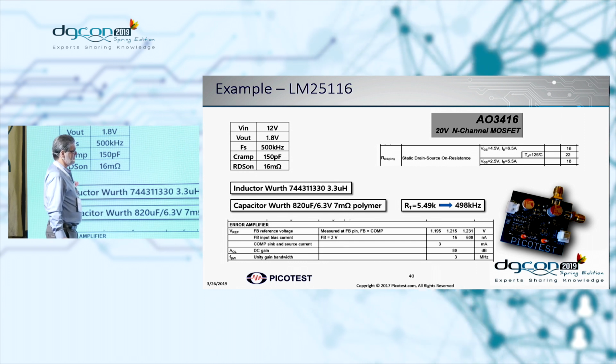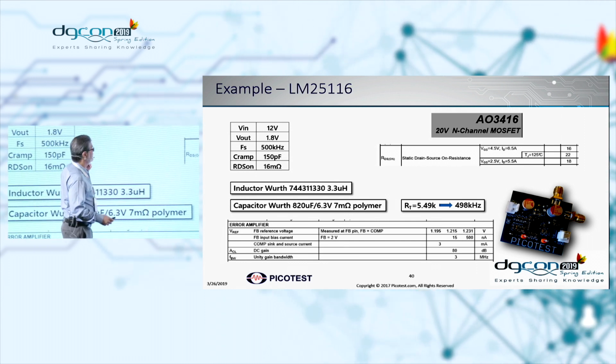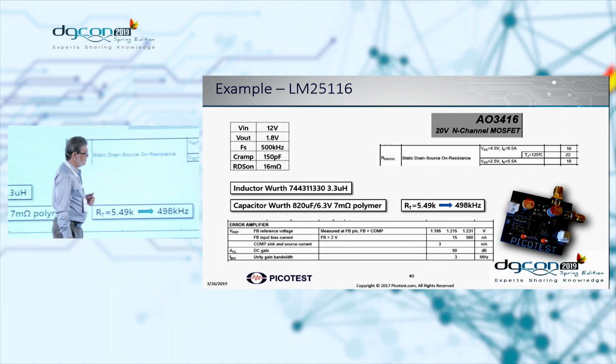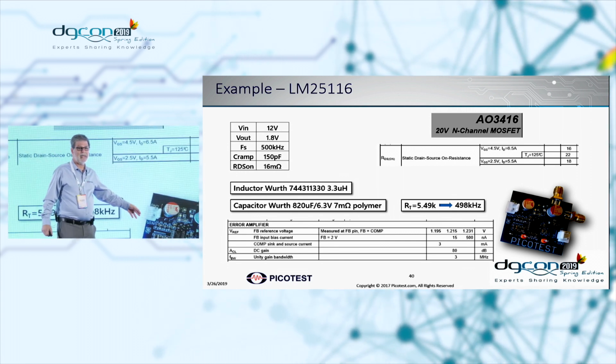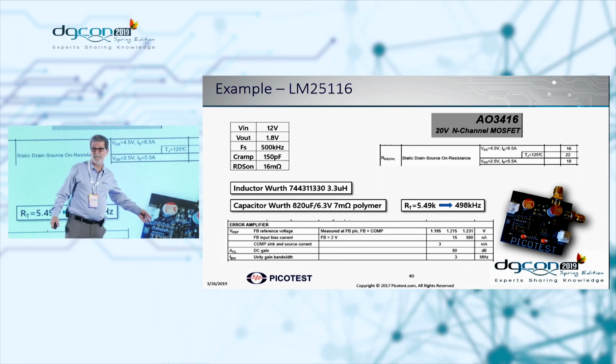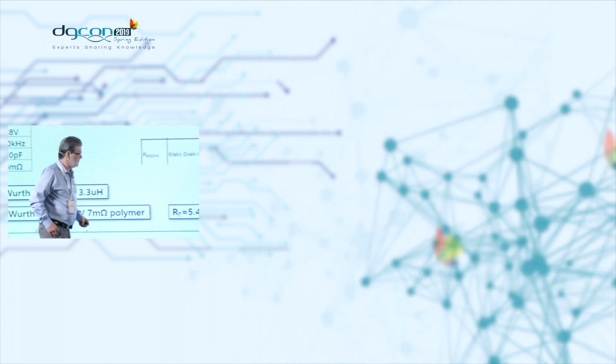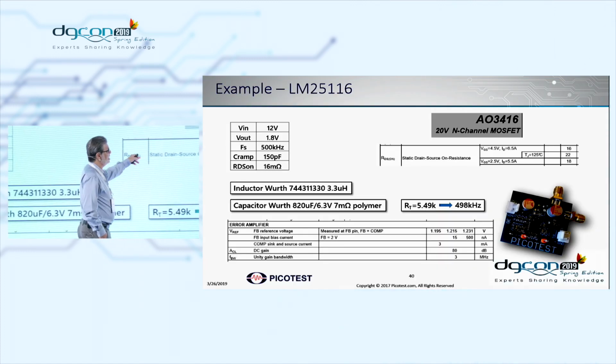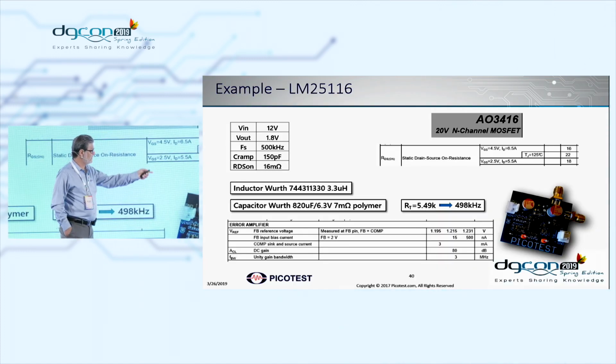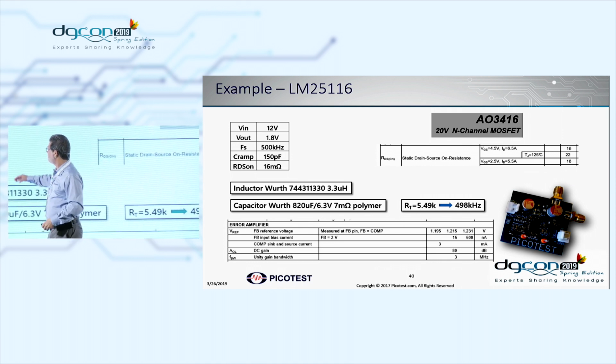Here's a simple example. LM25116, this is a VRM that's made by National Semiconductor. We made our own characterization board. We never use manufacturer's boards. We always make our own. So we took their circuit, we put it on our own board. We can get the RDS on of the MOSFET right from the data sheet for the MOSFET. Tells us right there, 22 milliohms.